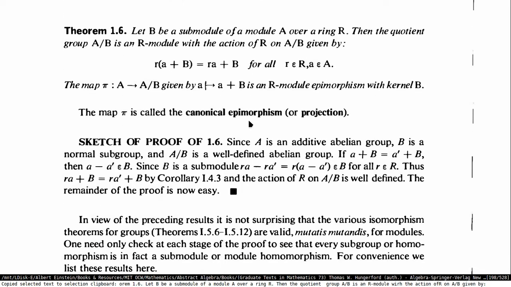So this is the same kind of canonical homomorphism or whatever you've seen in quotient groups. I believe it was Artin.